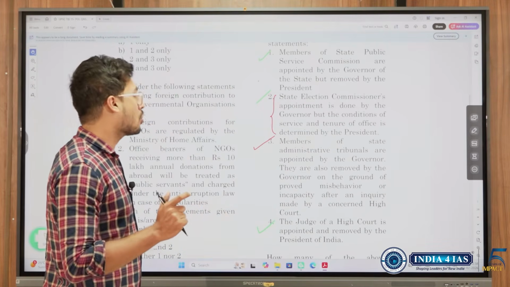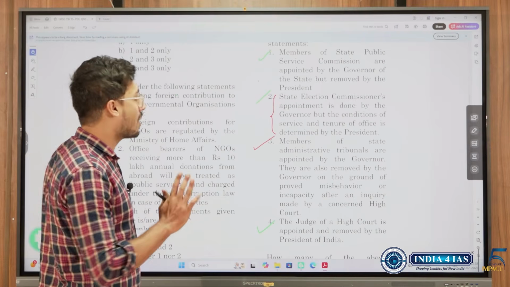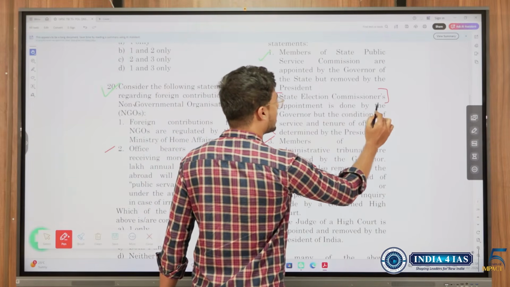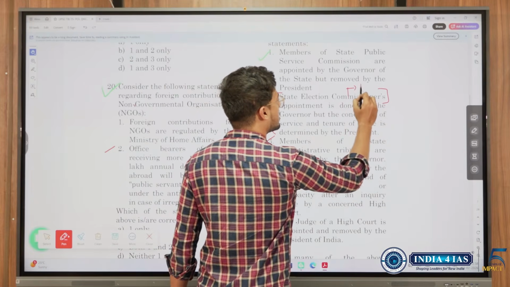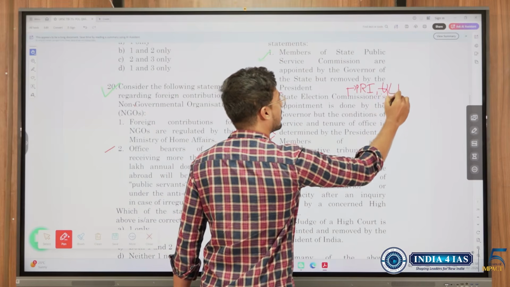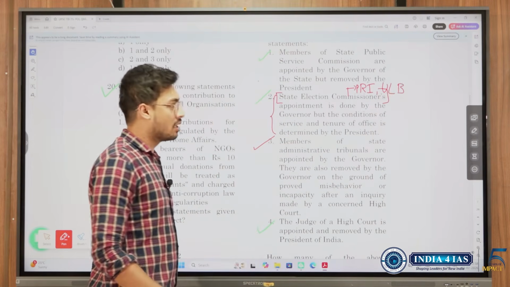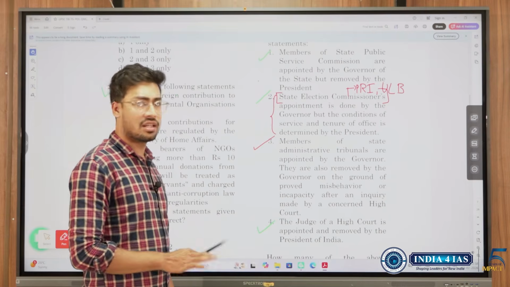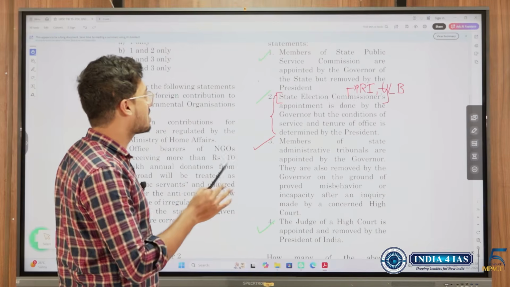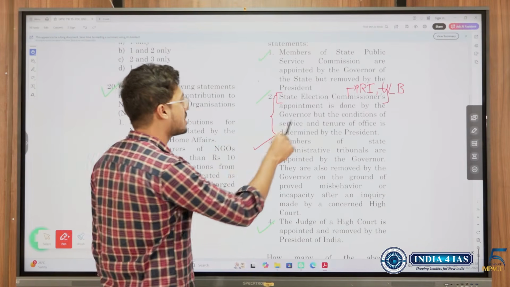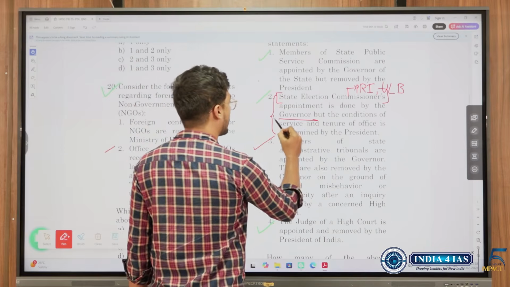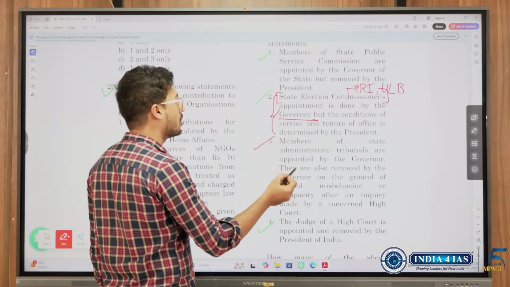Suppose even if you did not know or if you were unable to recall in the actual exam, how you could have thought of. See, State Election Commissioner, what does he do? He will conduct election to the local bodies, means for Panchayat Raj institutions and for urban local bodies. The state legislature and the parliament elections will be done by the election commissioner, not the state election commissioner. So SEC, State Election Commissioner, will do elections for these two bodies. Then appointment is done by the governor. Yes, appointment is done by the governor, correct. But conditions of service and tenure is determined.